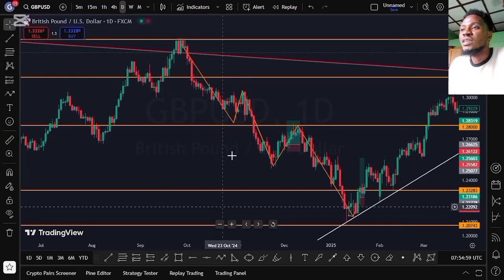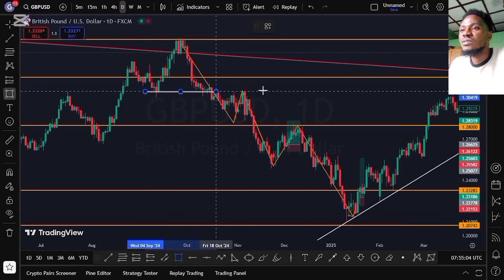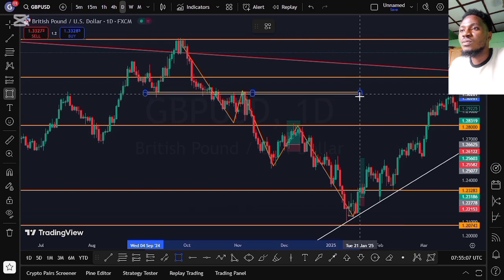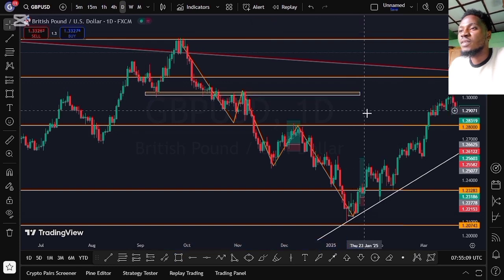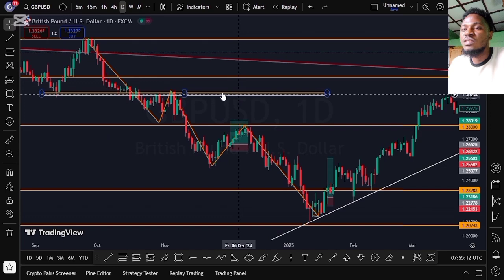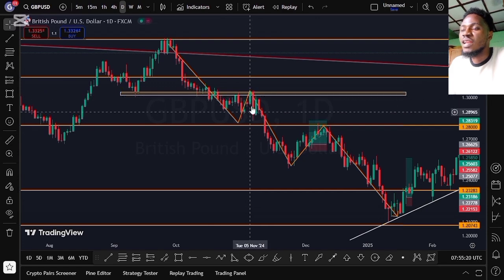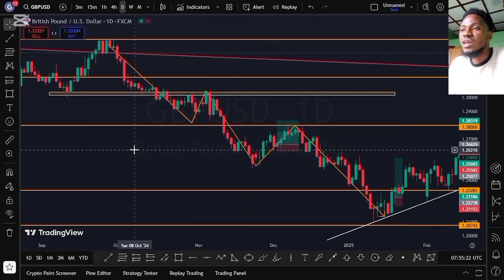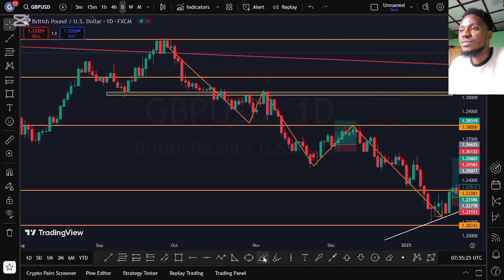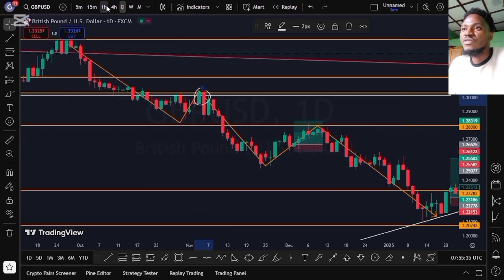Okay. So if you see here now, I want to mark this zone out as my zone. Okay. So you see this clean break, right? Clean break and a pullback, a retest, and voila. So in a normal sense, what I will do is that once I see this green candle for my entry, once I see this green candle, which means it's back into my zone after this impulsive break, we are now back into this zone. That's when I will look for my entry on the H4.